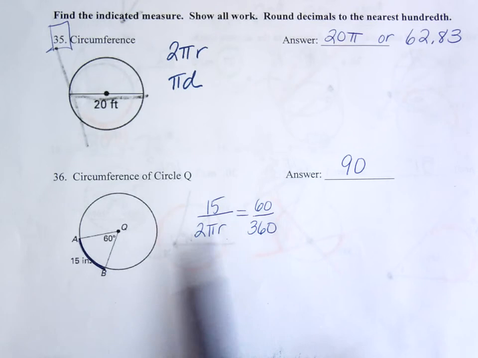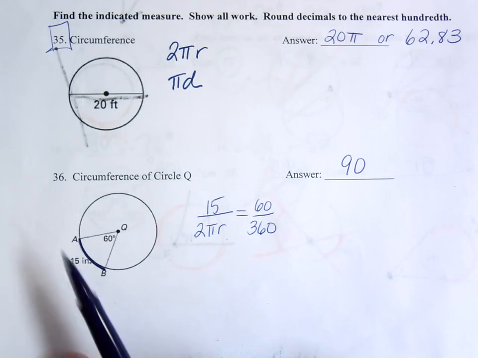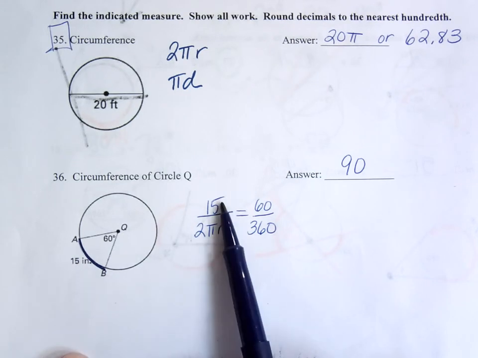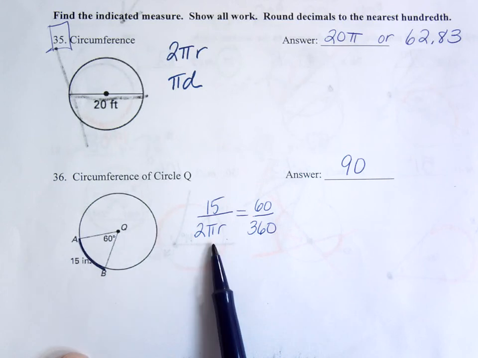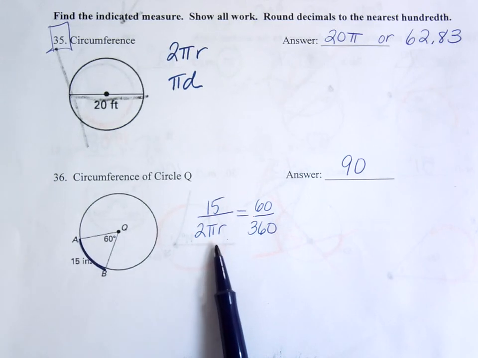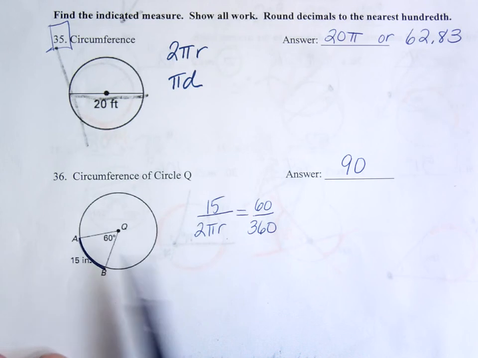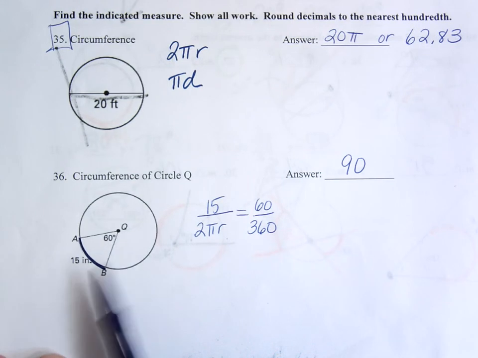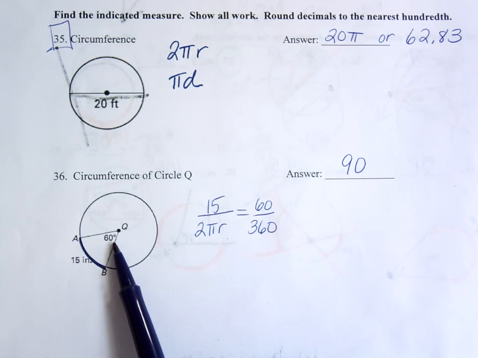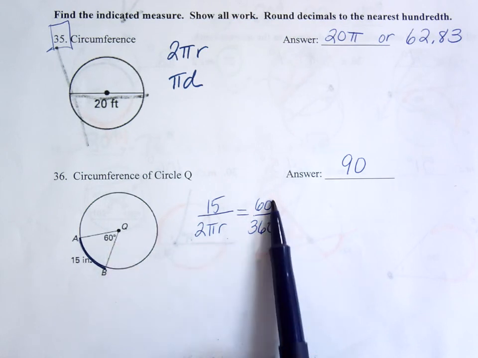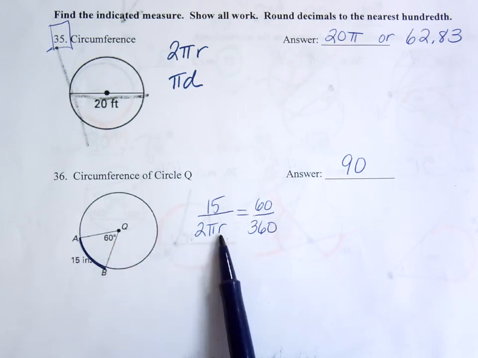The way I set this up was I said 15, which is the arc length from A to B. 15 is a piece of the circle. The whole circumference is 2 pi r. So 15 over 2 pi r equals 60 out of 360. This is a piece of the circumference, and this is a piece of the degrees, the 360 degrees. 60 out of 360 equals 15 out of circumference.